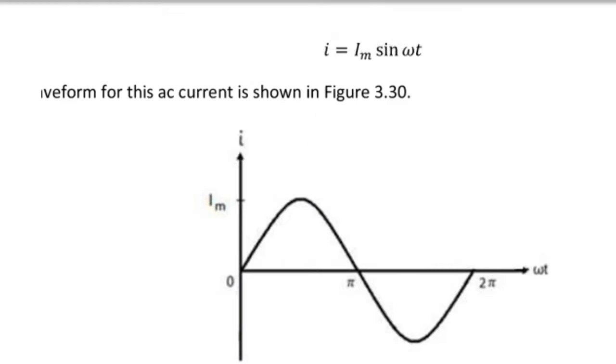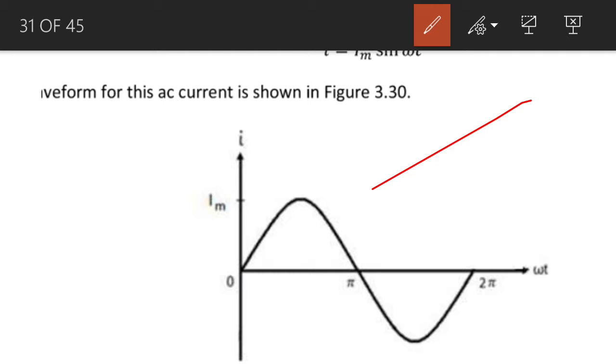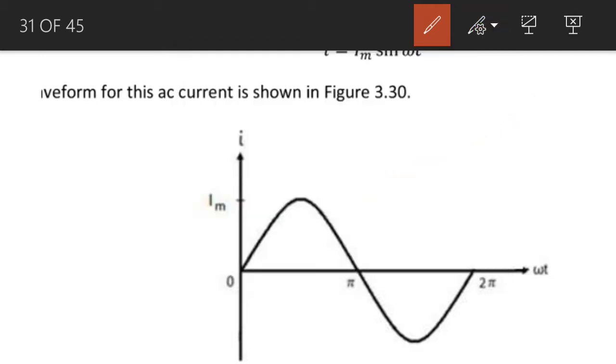The AC current in the capacitor is equal to Im sine omega t, and here is the waveform for the AC current in the capacitor. We know that the alternating current changes with respect to time. The magnitude as well as the direction of this AC current change with respect to time. So here is the waveform for one complete cycle of the AC current in the capacitor.